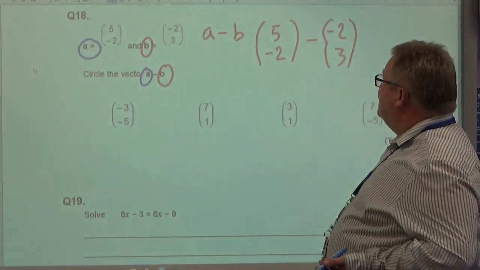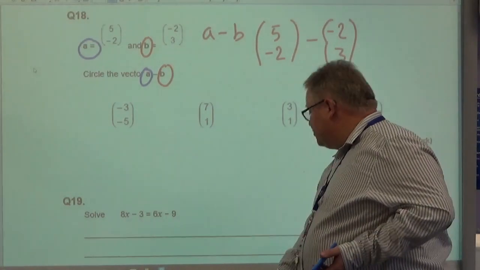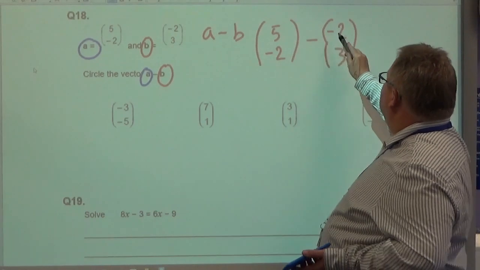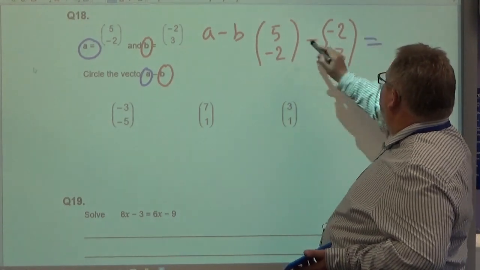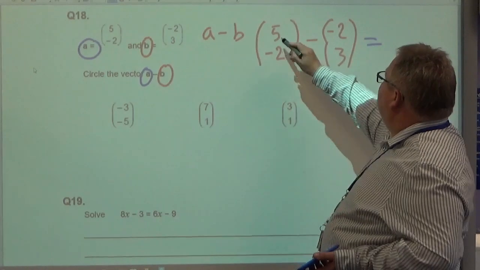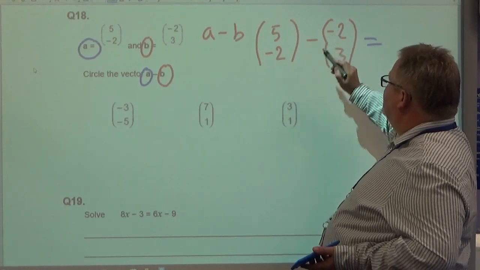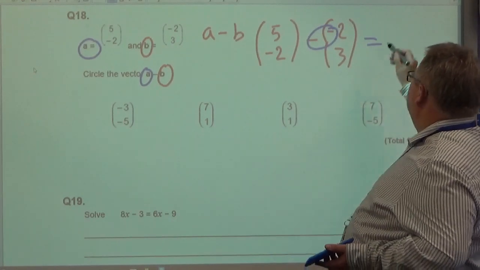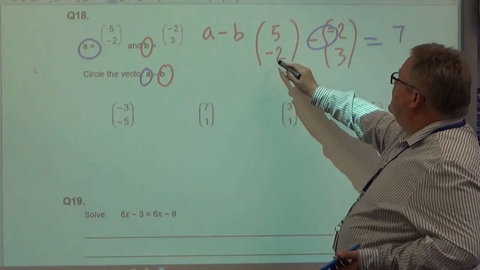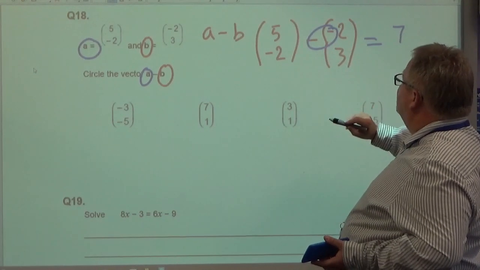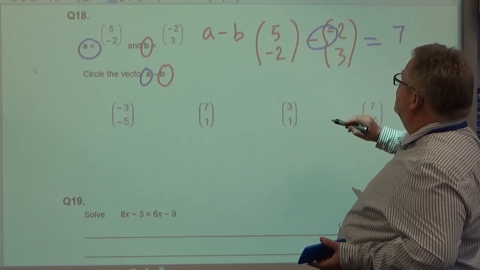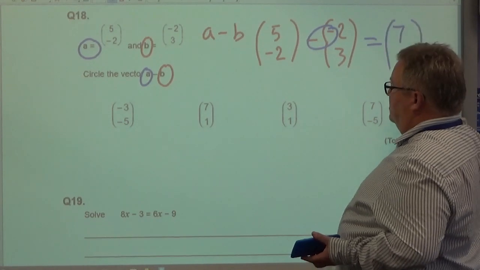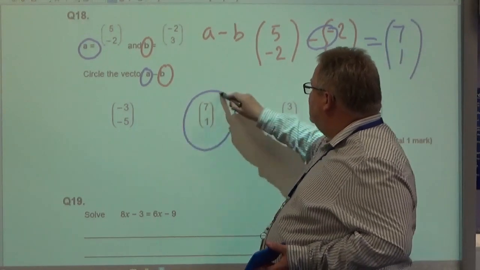Again, you can use your calculator for this, but what we're actually going to do is we treat these numbers completely separately here. So it's just the top numbers. So 5, take away negative 2. So those 2 negatives are going to give us a positive there. So that's going to be 7. And then negative 2 plus 3. So that's going to give us 1. And hopefully that's on there. Yep, there it is. And that's it.